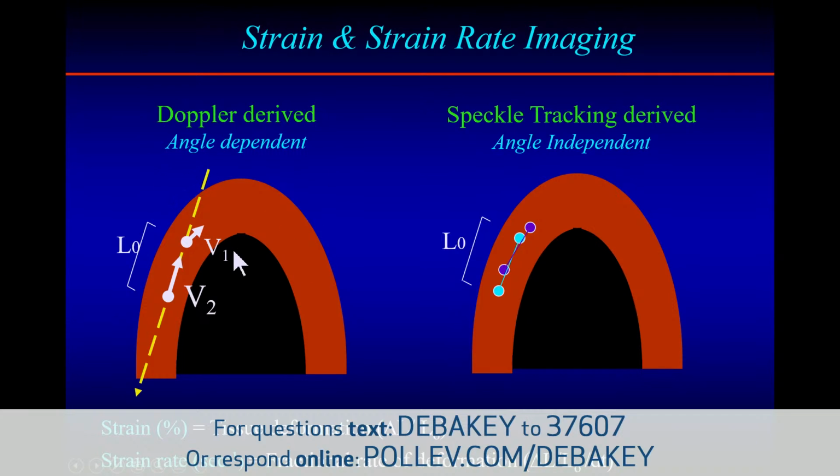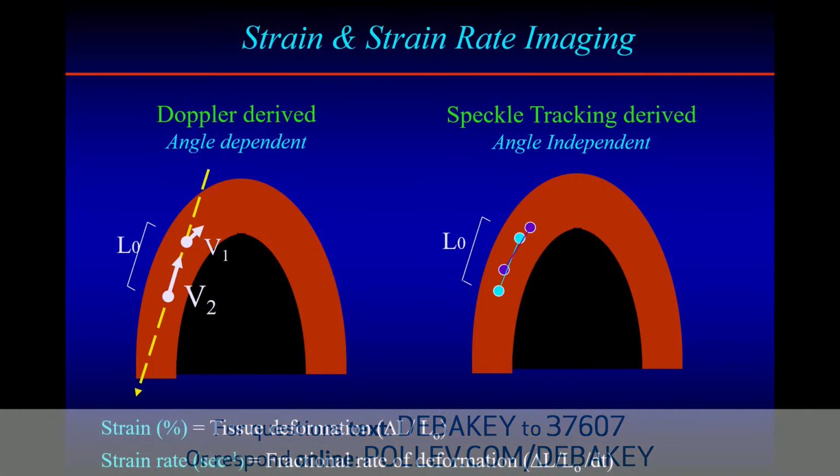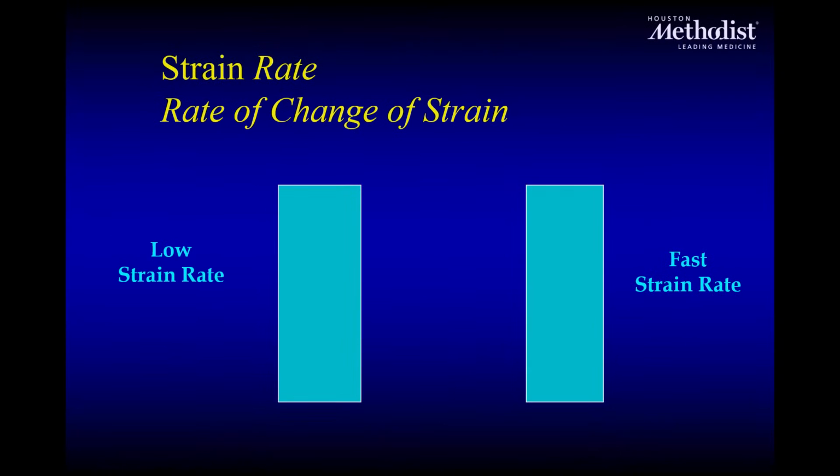Doppler, we're not using it as much because of angle dependency. Speckle tracking, that's what we use most of the time with its application in global longitudinal strain, radial strain, and the others. And strain rate is the rate of that deformation. So let's take a look at here, and this is strain rate depicted. So we know what deformation occurred, and this strain rate is much slower than this strain rate.